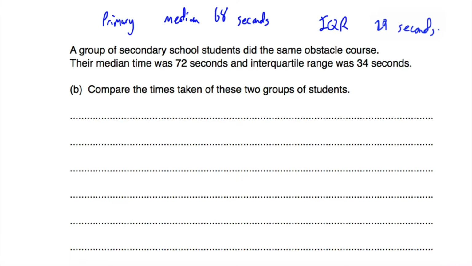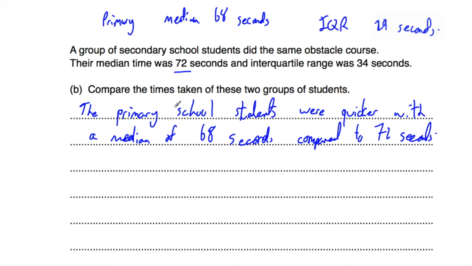Okay, so let's compare them in terms of the times to begin with. So it's an obstacle course. So in terms of whoever does better here, it'll be whoever does it in the quicker time. So the median for the primary school students was 68 seconds. And it took the secondary school students a bit longer. It took them 72 seconds on average. So the primary school students performed better on this obstacle course than the secondary school students, maybe because they're shorter. So let's explain that to begin with.